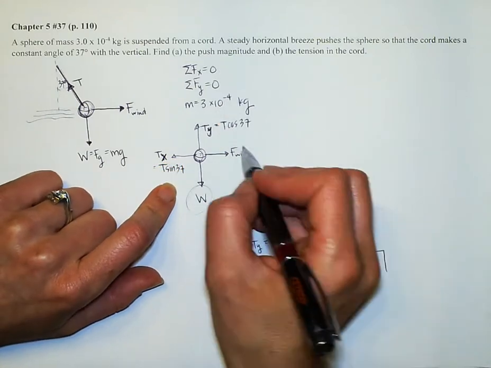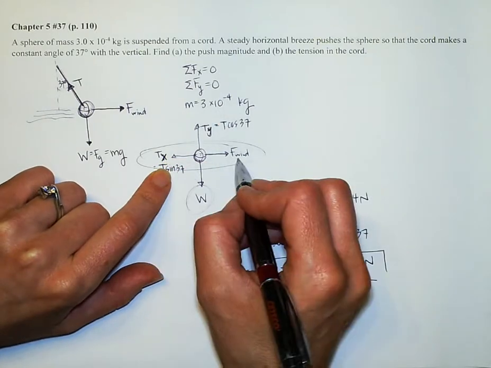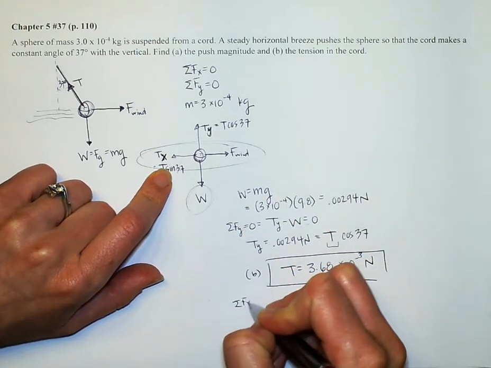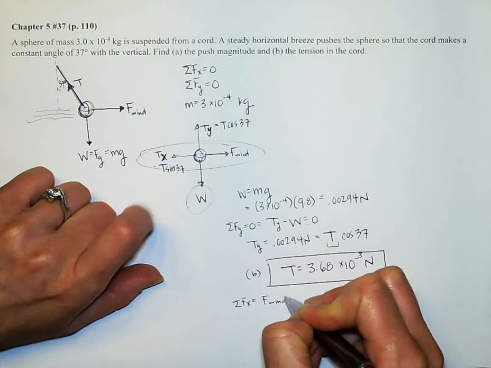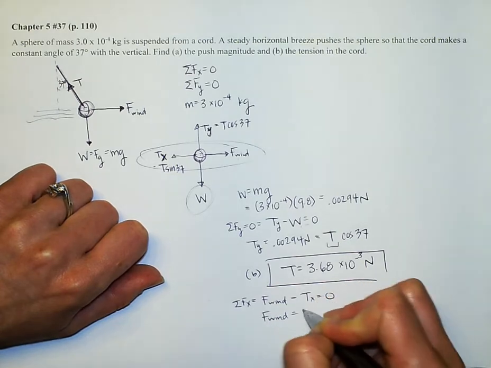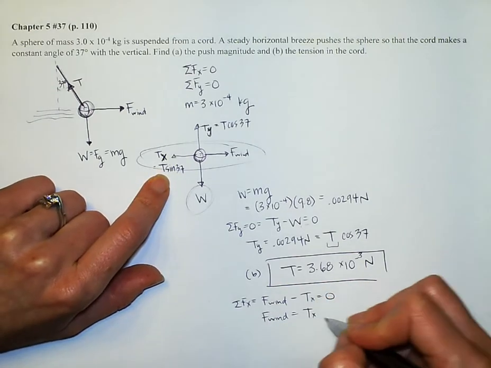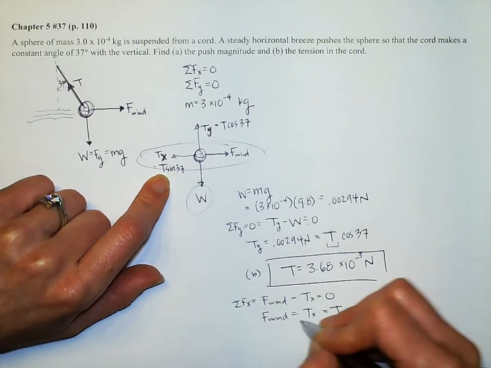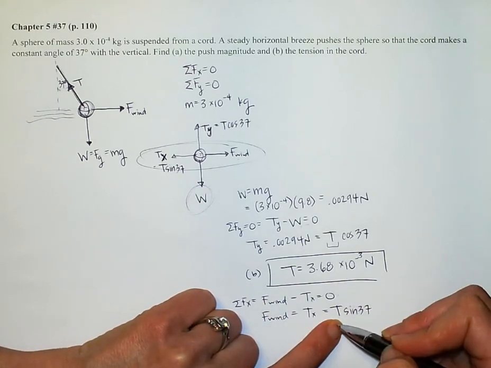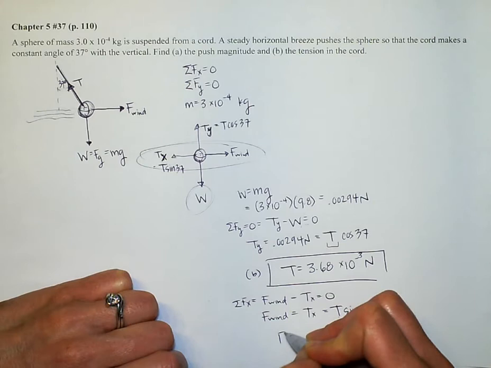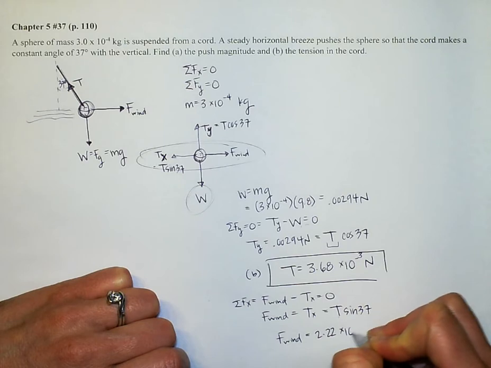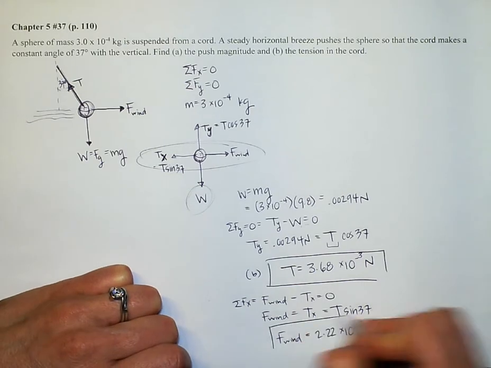So the push magnitude, again, the sum of these forces is also 0, because similar to this situation right here, I have the sum of the forces in the x would be F wind minus Tx equals 0. Therefore, F wind equals Tx. And so if I solve for this, I know that Tx is T sine 37, but good news for us, we already know what our tension is, so I can just plug that in there, and I will find out that the force from our wind is 2.22 times 10 to the negative 3 newtons.